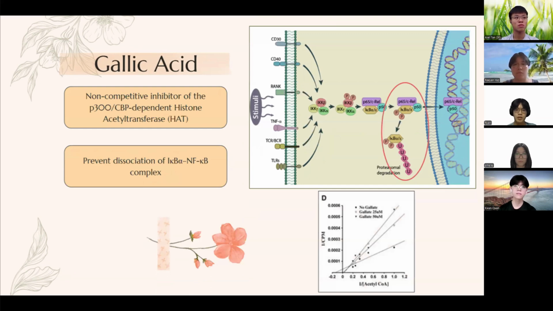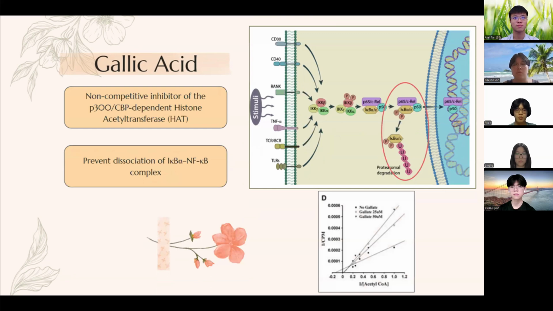undergo acetylation by the P300/CBP dependent histone acetyltransferase in order for its complex to undergo dissociation. However, gallic acid can act as a non-competitive inhibitor of the P300/CBP dependent histone acetyltransferase, thereby preventing P65 from undergoing acetylation and thus preventing its complex from dissociating.